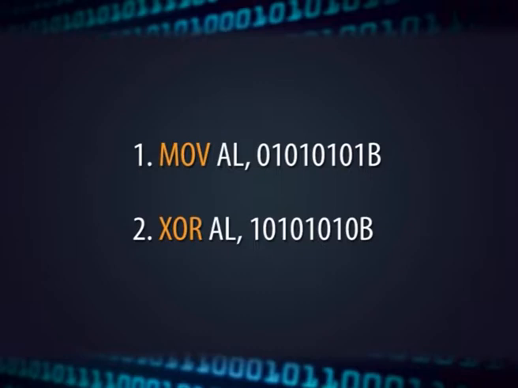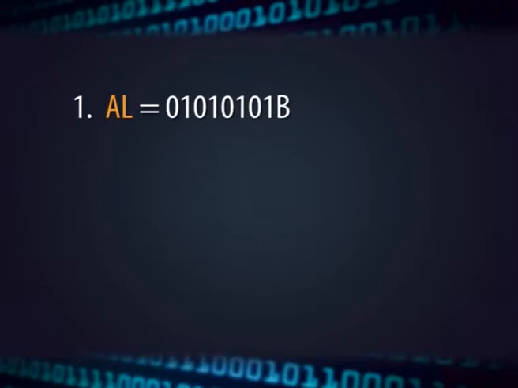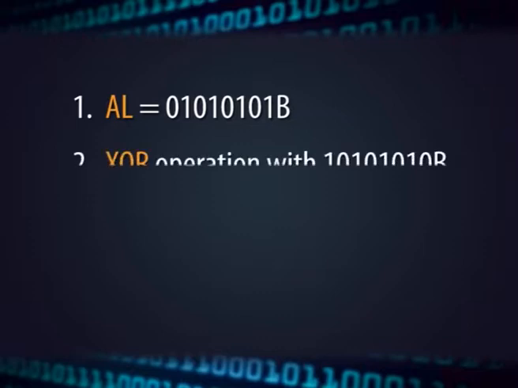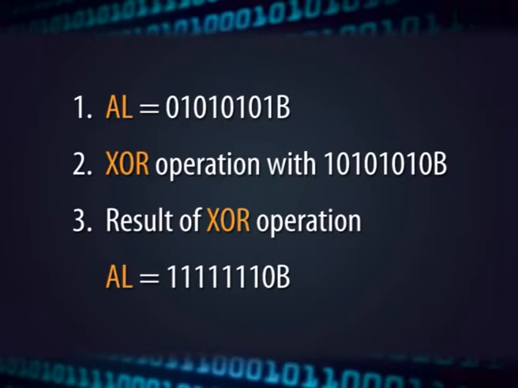You specify MOV AL, 01010101B, and then you perform the exclusive OR operation of register AL with 10101010B. The first instruction initializes the register AL with the binary sequence as displayed on the screen, 01010101B, and then executes the exclusive OR operation with 10101010B. The result of the exclusive OR operation is stored in AL as shown.